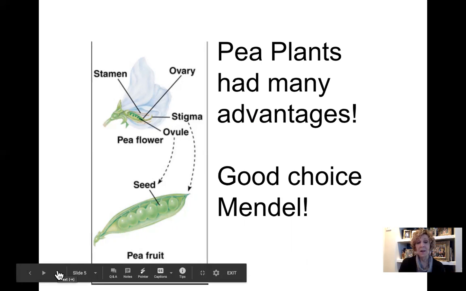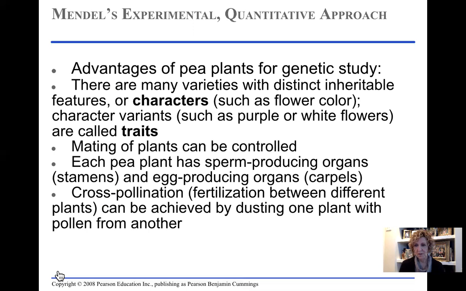So why was this such a great choice and such a serendipitous choice? Well, one of the things is that there are very specific characteristics in a pea plant, like flower color, seed color, the height of the plant, the characteristic of the seed pod. And there were different character variants, right? So purple, white were the flowers, tall, short was the plant.